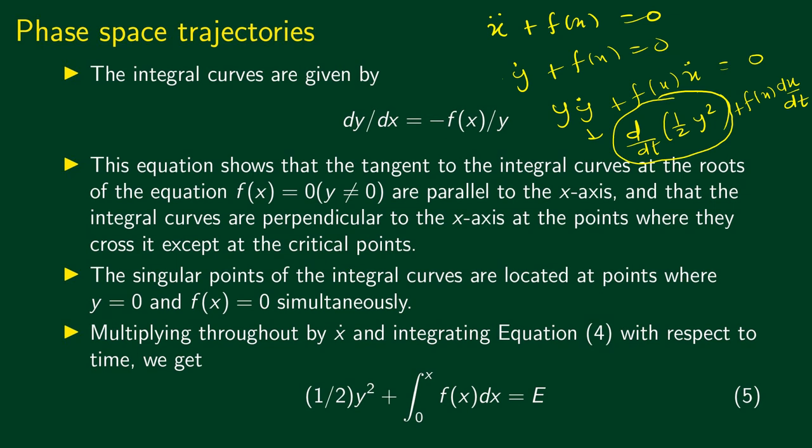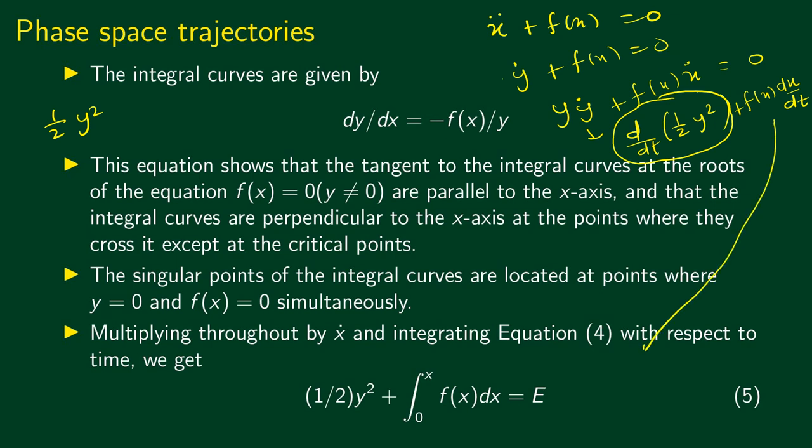So if we integrate with respect to time, the first term simply gives half y square, and then plus integral f of x dx by dt, but again dt is also there, okay, you are integrating with respect to time, all right.